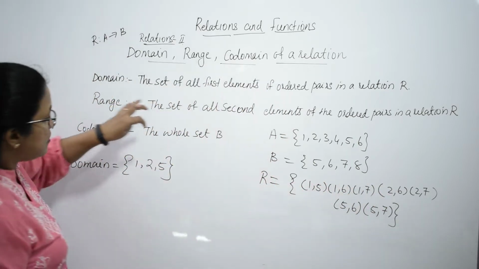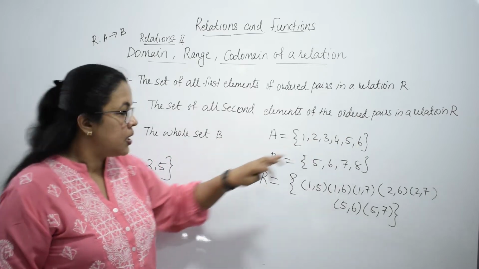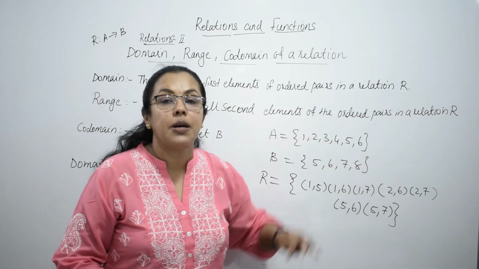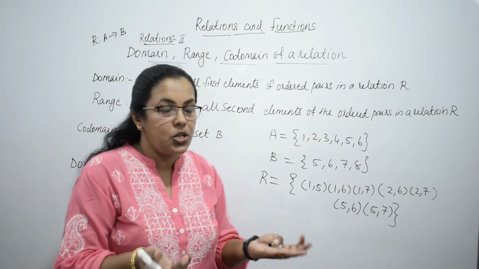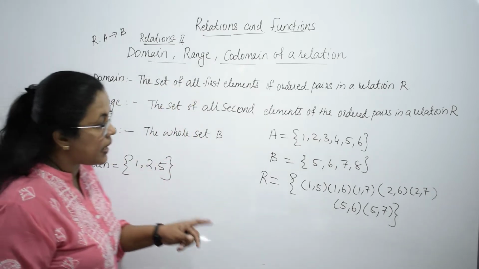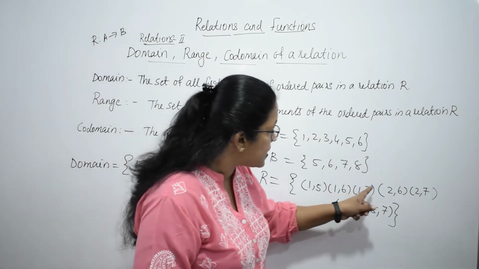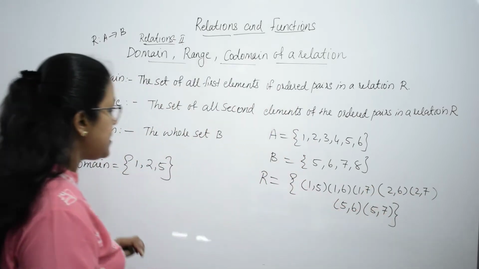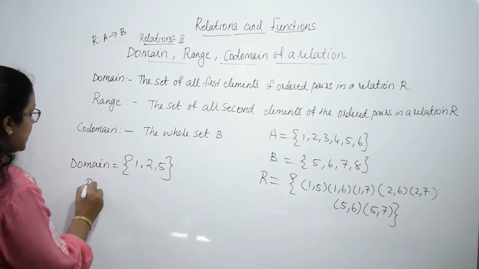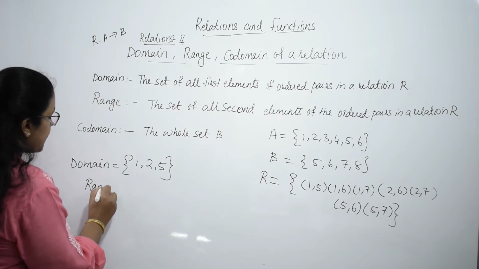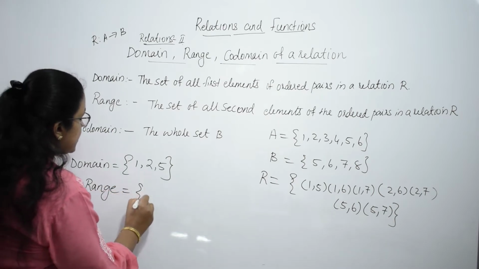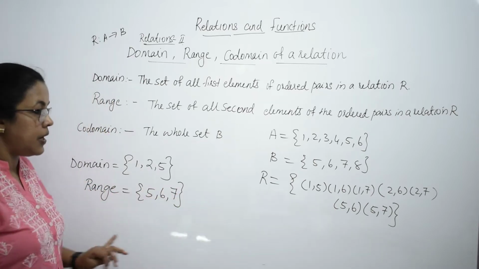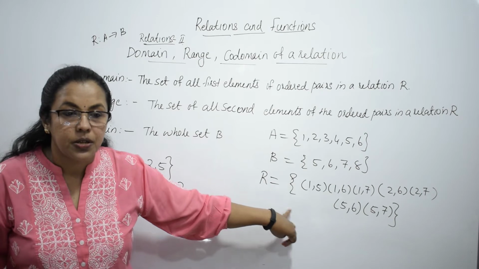Now, what is the range of this relation? What is the definition of range? The set of all second elements of ordered pairs in the relation R. What about the second elements? 5, 6, 7, 6, 7, 6, 7. That means set of second elements is only {5, 6, 7}. This gives the range of this relation.